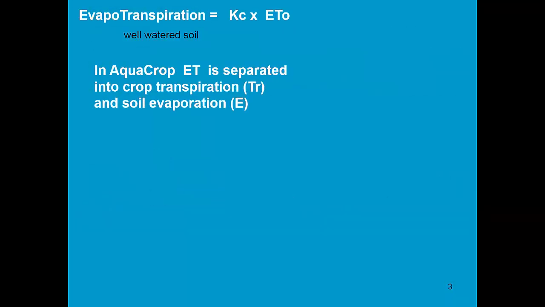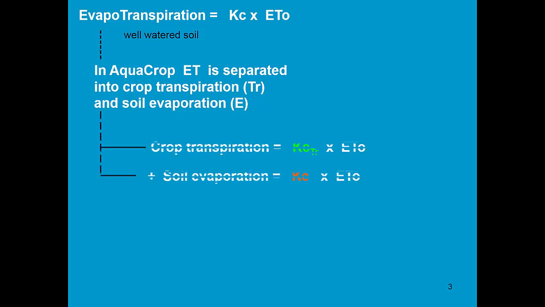In AquaCrop, evapotranspiration is separated in its two processes, crop transpiration and soil evaporation. It is described by multiplying the reference evapotranspiration with a crop transpiration coefficient for crop transpiration and a soil water evaporation coefficient for soil evaporation.